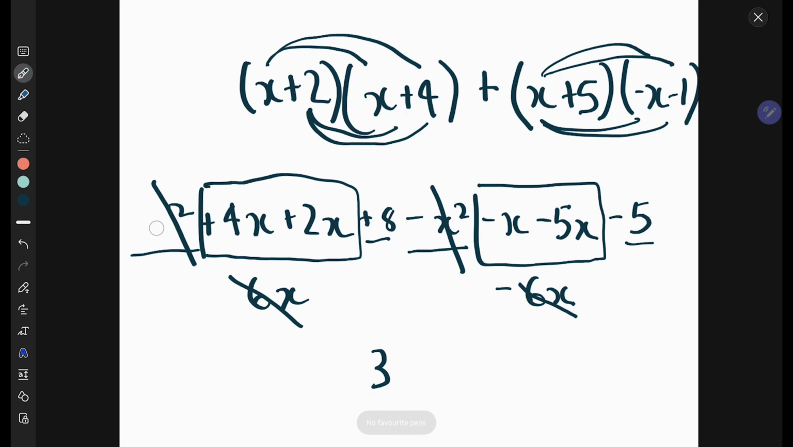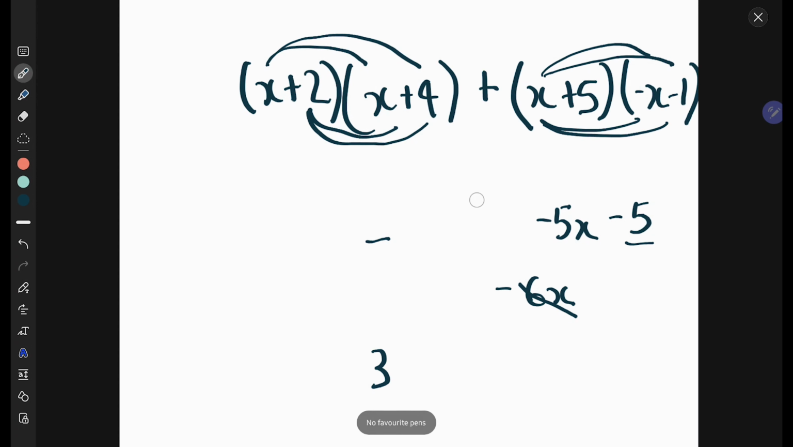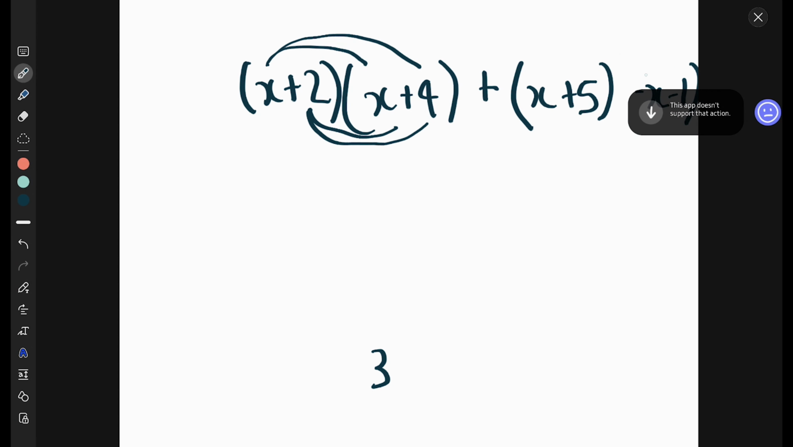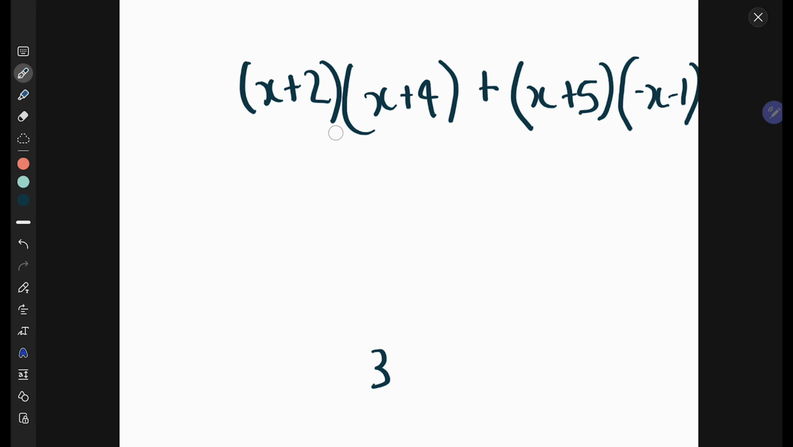So when we simplify x plus 2 times x plus 4, plus x plus 5 times minus x minus 1, we get 3. Very interesting, eh?